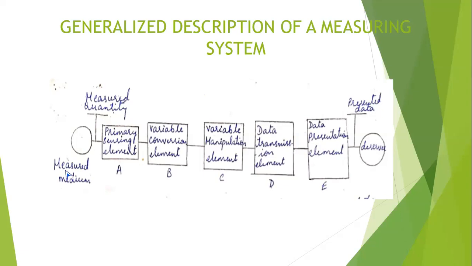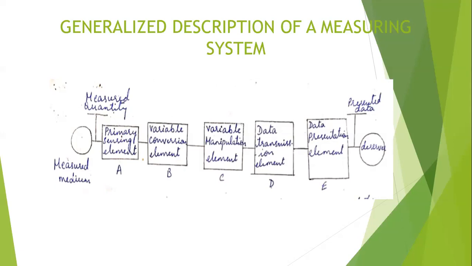What is this? Measured medium means you have to measure the unknown quantity. Say, for example, you place 3 kgs of sugar on the platform provided in the electronic weighing machine. The weight is in kgs. That is the measured quantity. The measured quantity is weight in kgs.